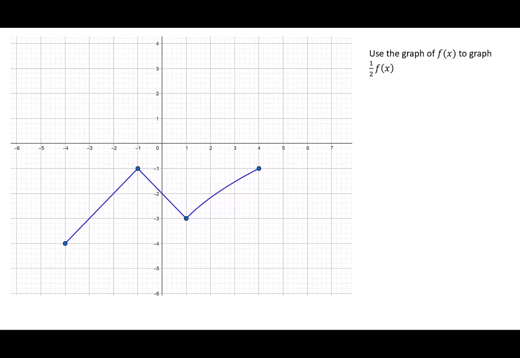Glad that we have this one where we're going to do a shrink. So how do we do a shrink when we have something like this? Well, we take the y-coordinate and we multiply it by half. So it looks like negative 4. Half of negative 4 is negative 2. This is negative 1, which becomes negative 1/2. Connect the dots. Negative 3 becomes negative 1.5. Connect the dots. And the last one says negative 1, so I make it negative 1/2, and I give it a little curve.